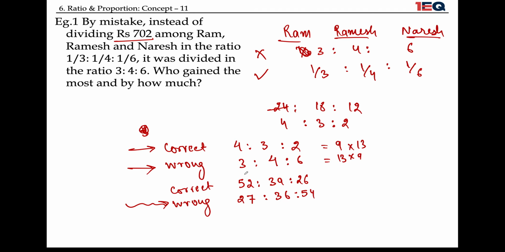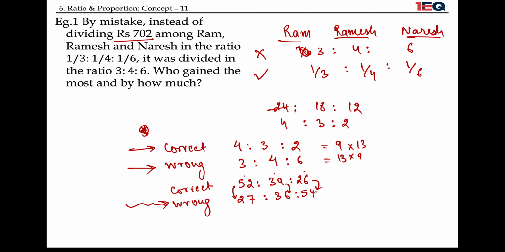This is Ram, this is Ramesh, and this is Naresh. Out of these three, who do you find to have actually made some gains? See, loss. Okay, there's a big loss. There's a loss of 3. But only this guy made gains. And by how much? That is what I have to find out.